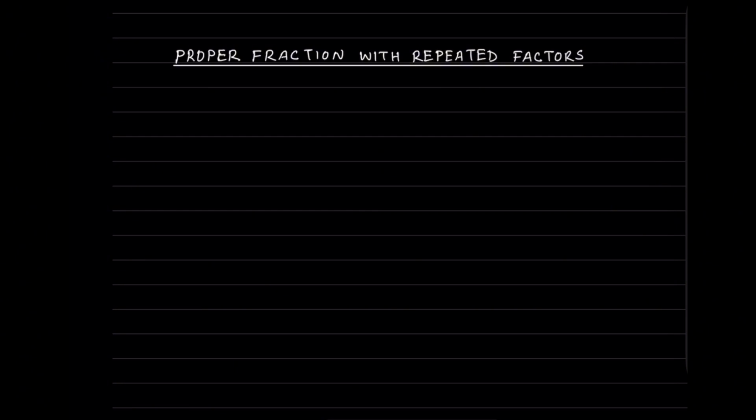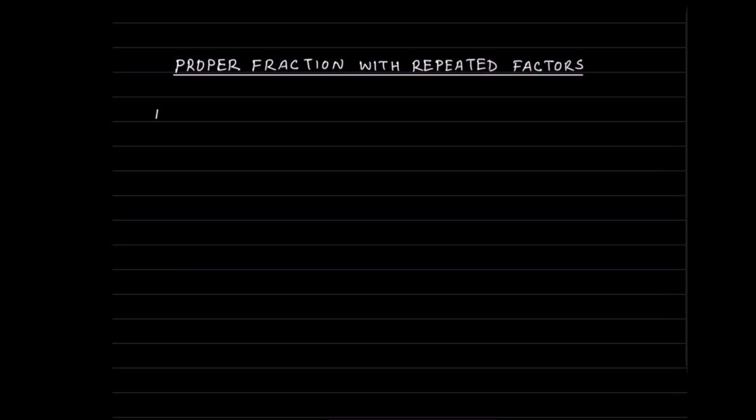Now we can see the second type of partial fraction, that is with repeated factors. So let's take an example of how repeated factors look. Express 1 minus 9x minus 8x square divided by x minus 2 and 2x plus 3 whole square in partial fraction.